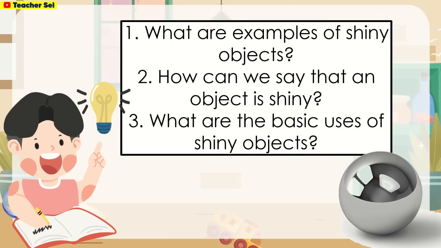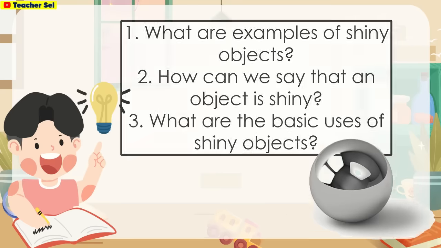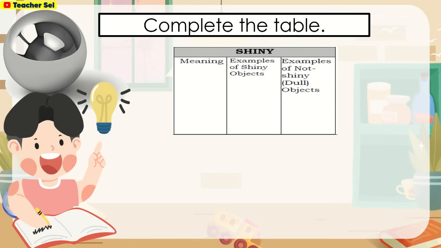What are examples of shiny objects? How can we say that an object is shiny? What are the basic uses of shiny objects? Complete the table. Shiny, for the first column, its meaning, examples of shiny objects for second column, and for the third column, examples of not shiny or dull objects.